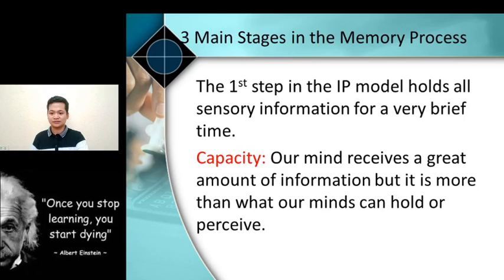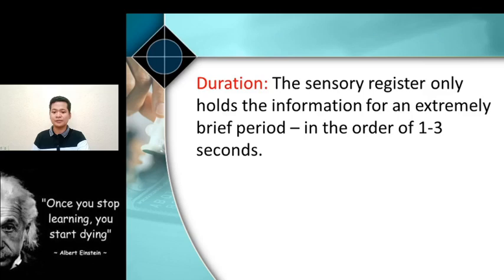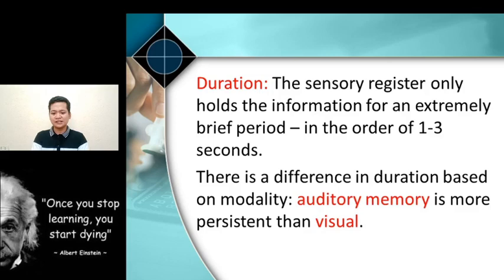Duration: the sensory register only holds the information for an extremely brief period, in the order of 1 to 3 seconds. So it's like the information comes here and goes out here, okay? So it's only for about 1 to 3 seconds. There's a difference in duration based on modality. Based on research, auditory memory, or the things that you hear, is more persistent than visual, or the things you see. Well, I know there might be contradiction to this because of individual differences theory and learning styles theory.